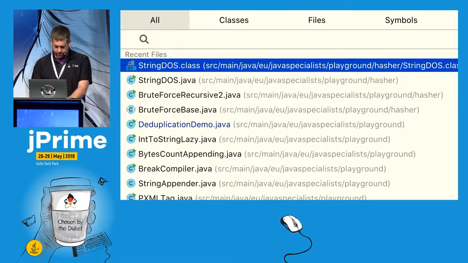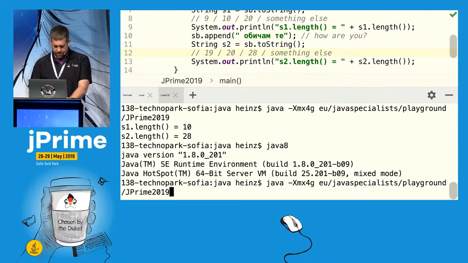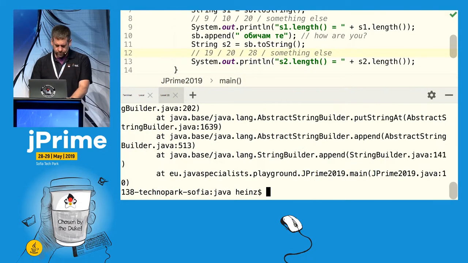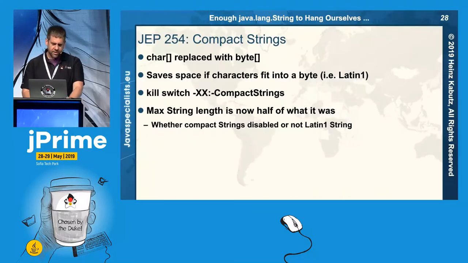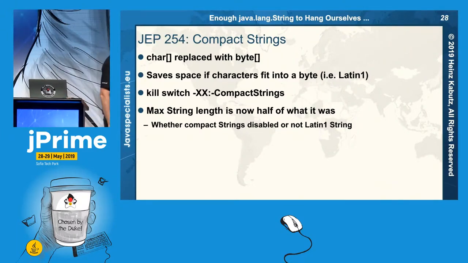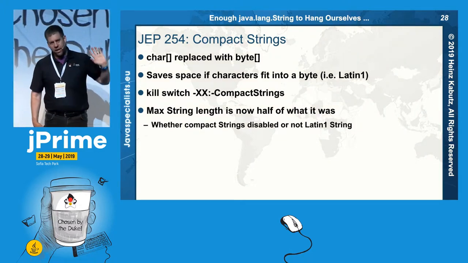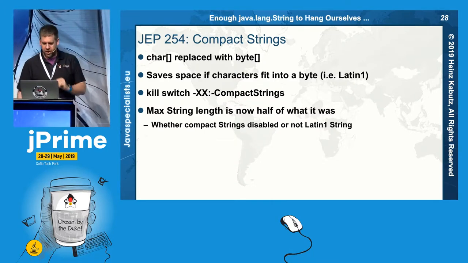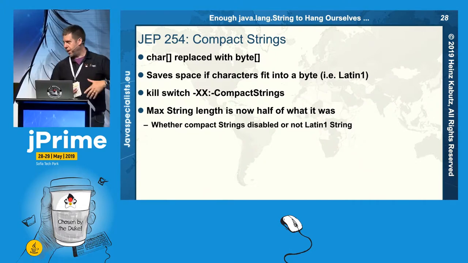Java 7. Java 8. Right. Java 9, crash. Okay. So the way it works is if you only have Latin characters, it by default uses 1 byte per character. And if you have any character which is not Latin 1, it simply changes it to 2 bytes per character, which hopefully won't be a massive issue. You basically can't make such big strings anymore in Bulgaria and also not in Greece.